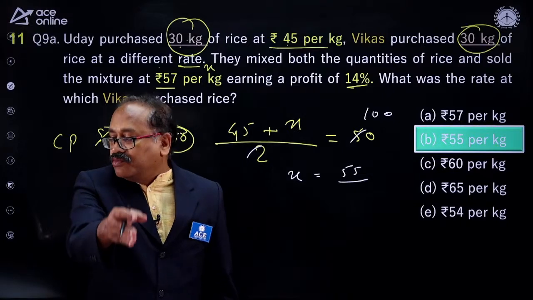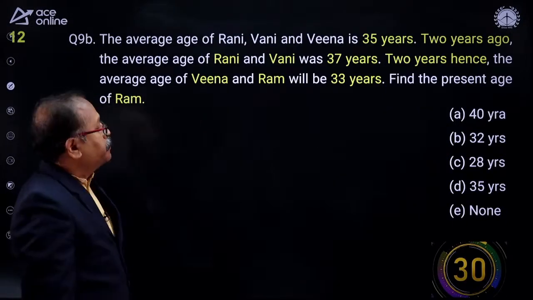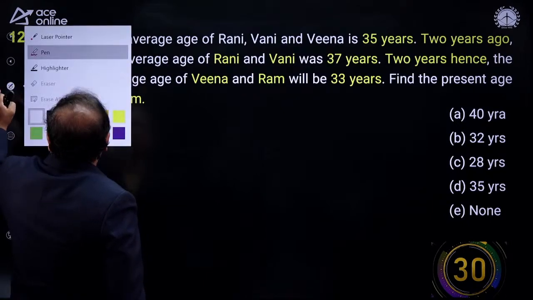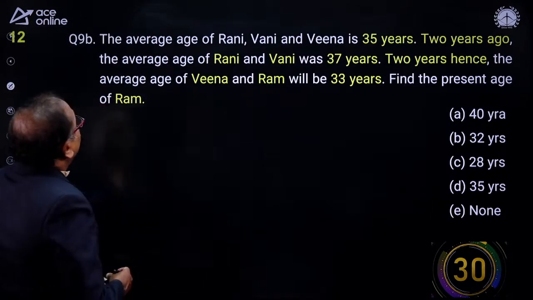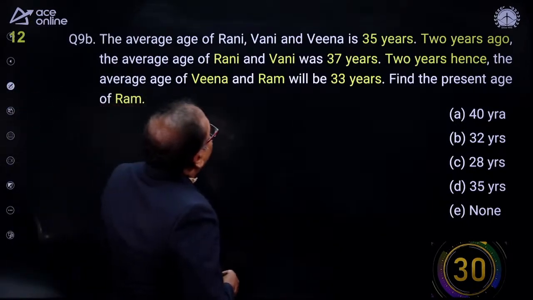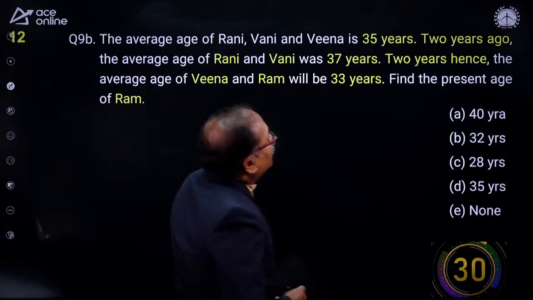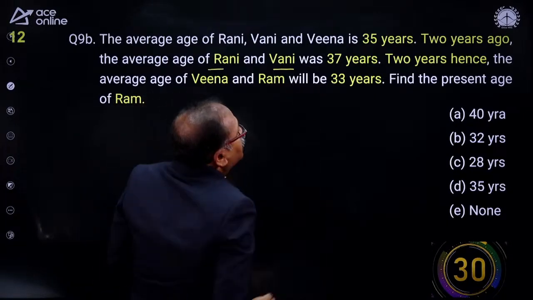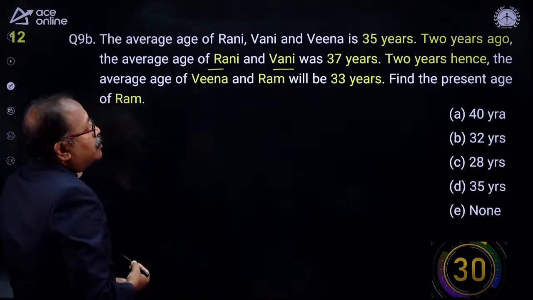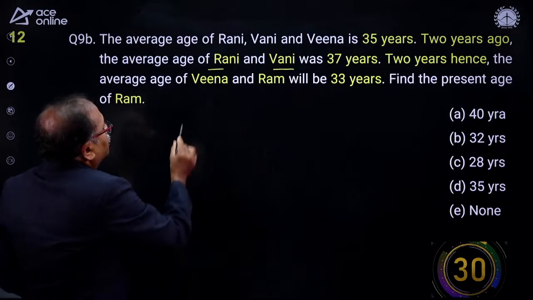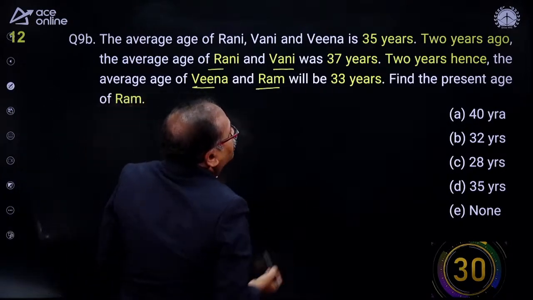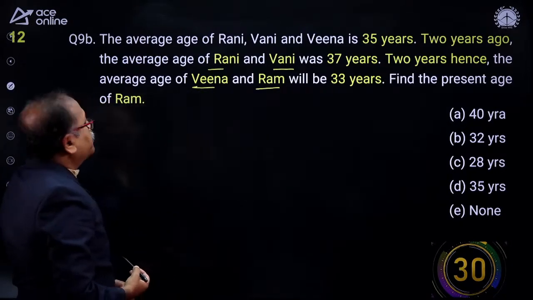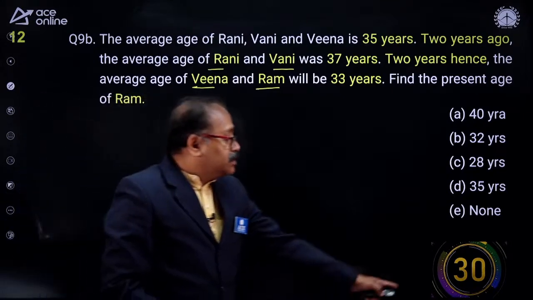The next question on the board is here. Yes, let's answer this question now. The average age of Ram, Vani and Veena is 35. 2 years ago, the average age of Ram and Vani was 37 years. And 2 years hence, the average age of Veena and Ram is 33 years. Find the present age of Ram. Your 30 seconds starts now.